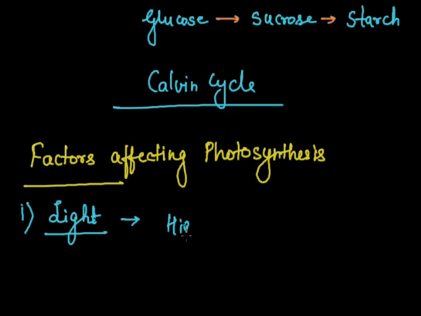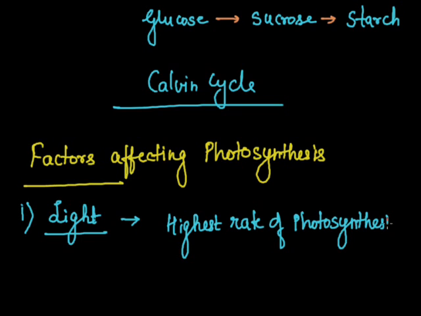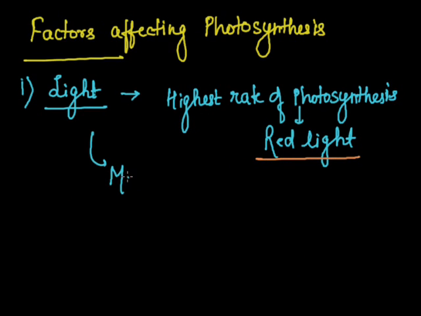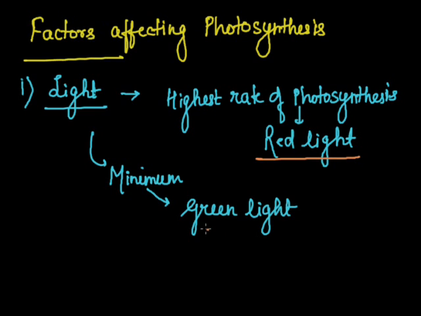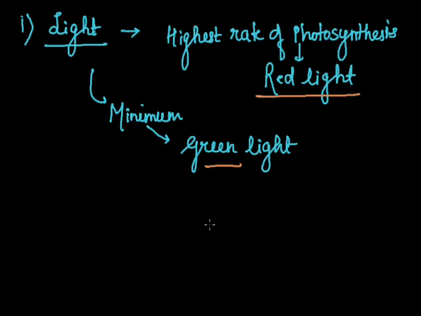The highest rate of photosynthesis occurs in which light? The highest rate of photosynthesis occurs in red light and minimum in green light. Very high light intensity can cause a reduction in the rate of photosynthesis because the chlorophyll molecule gets degenerated.